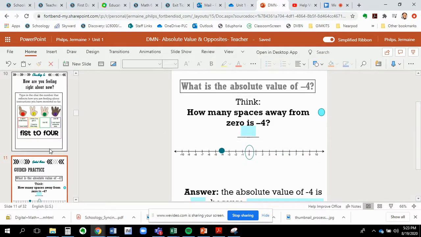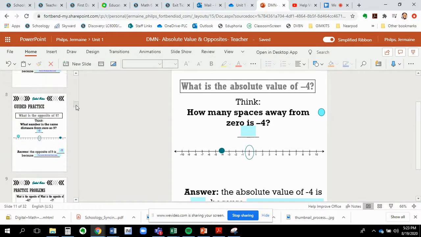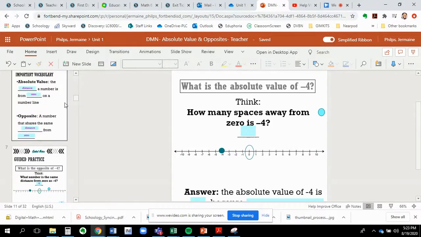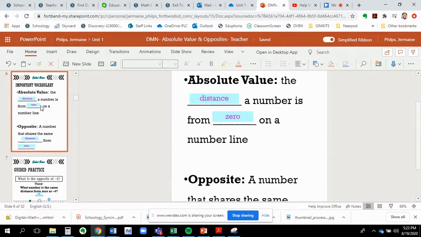Okay, next, you should be on slide 11. On slide 11, we're going to talk about what is the absolute value of -4. Let's go back to our definition for absolute value. It's way back on slide number 6. We said absolute value is the distance. Remember, we just talked about distance with flying and running. The distance a number is from 0 on a number line.